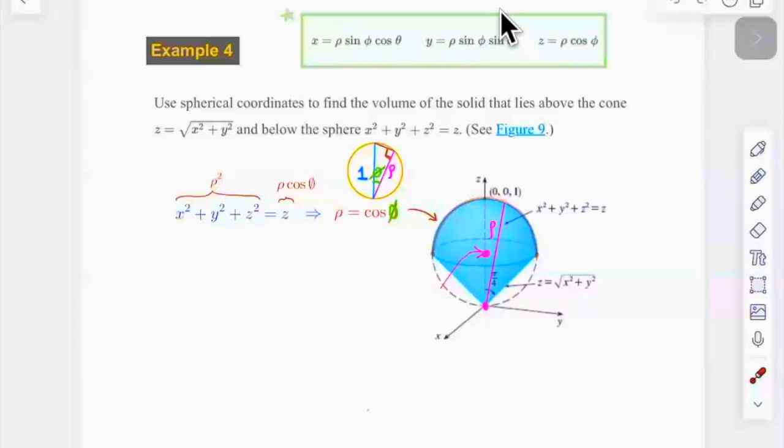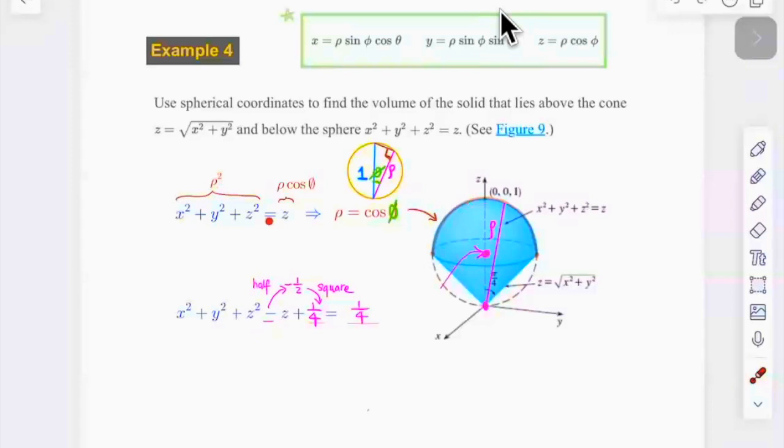And as you can see here, from here to here is 1. That's the diameter for this circle. It's 1. Phi here is this angle formed by the positive z-axis to this ray over here. That's phi. This is a right angle. Rho is equal to 1 times cosine of phi.